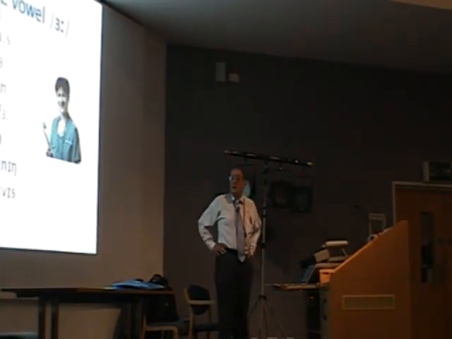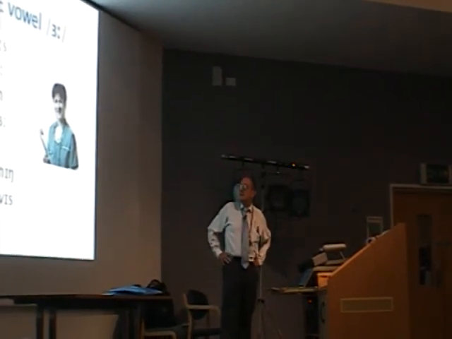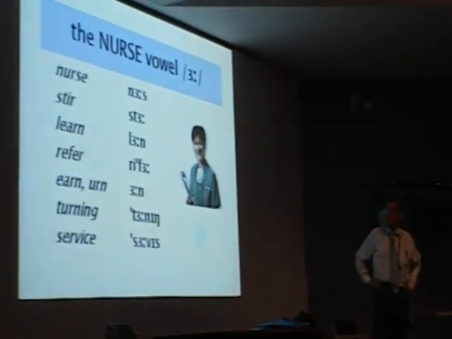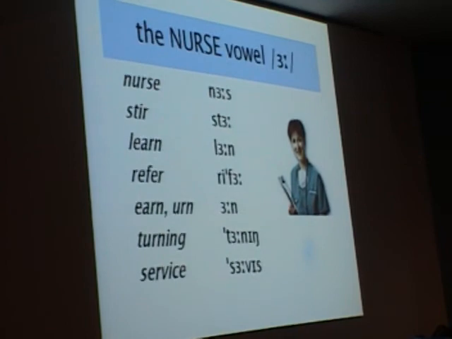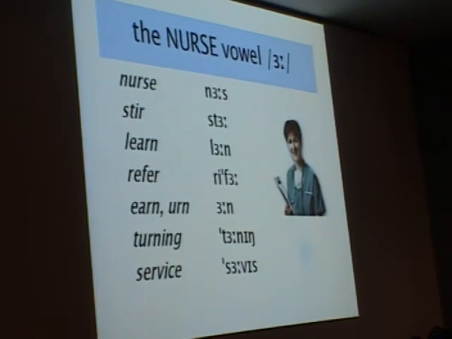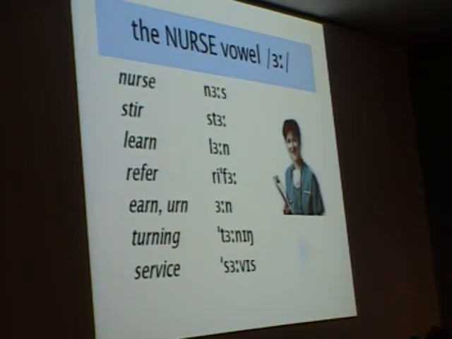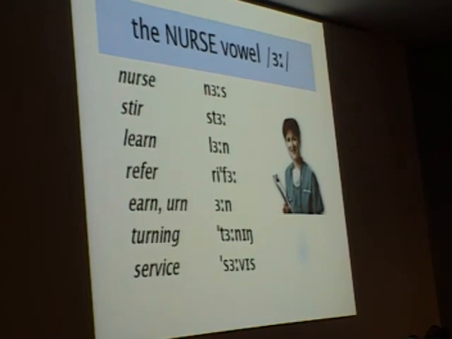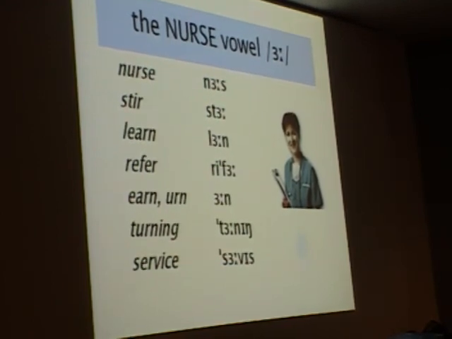Then the nurse vowel, a long mid-central vowel. Nurse, stir, learn, refer, turning, service. A rather rare vowel among the languages of the world, at least as a long, steady monophthong, stressable. And in American English, of course, it has R coloration: nurse, stir, learn, refer, earn, turning, service.